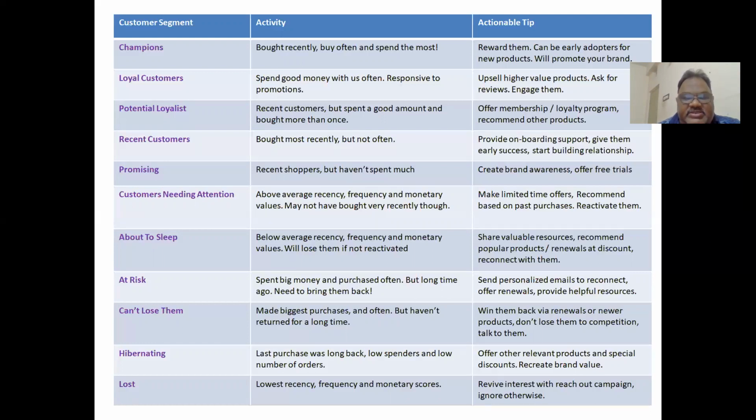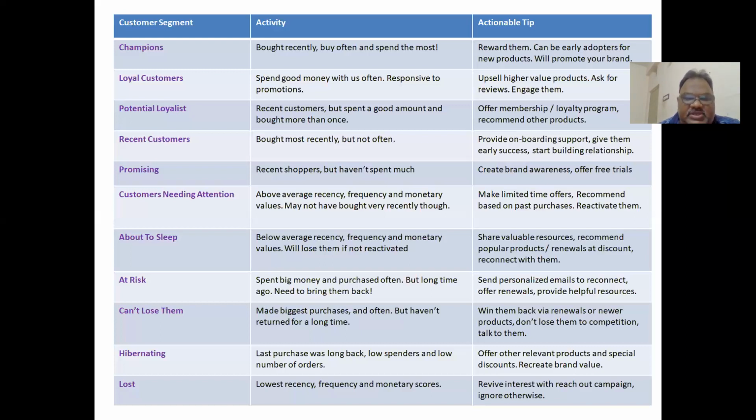At risk: what is at risk? They spend big money and purchase often, but long time ago. It means 155, 145, 135. They are at-risk customers. Cannot lose them: if the last value, the monetary value, is 5, then please target them, whatever it may be, 115 or 445, it doesn't matter. If the last value is 5, your target should be not to lose them. Win them back by renewals or new products.